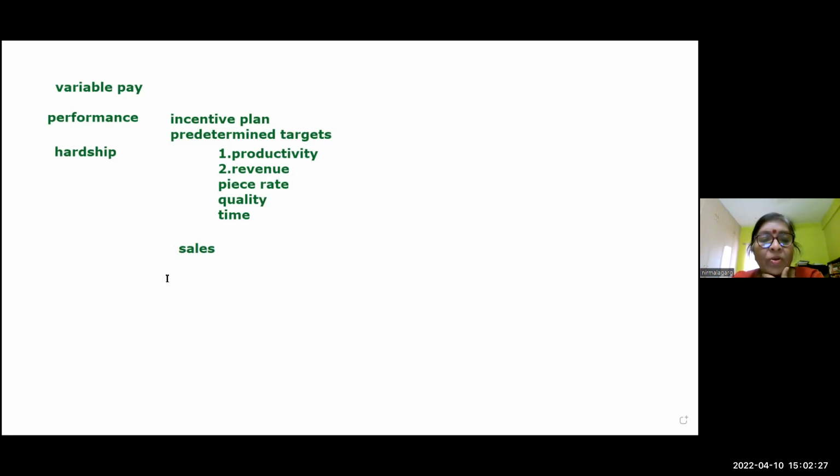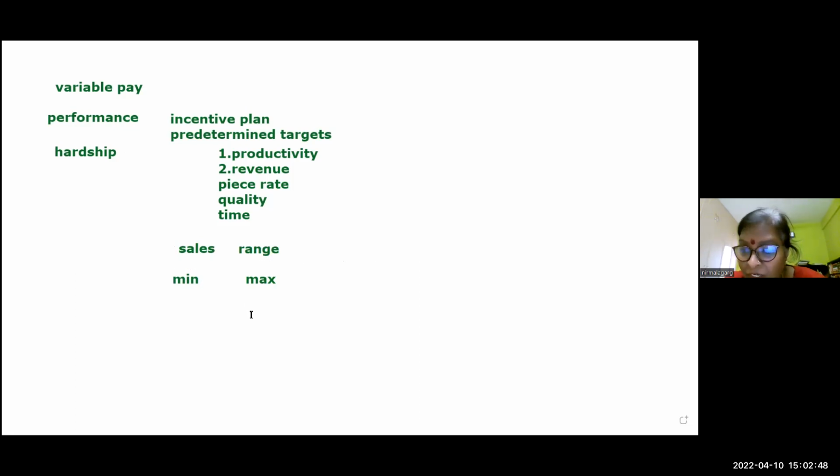there will be something called a min and a max. What is this called? A range. It will have a range, right?